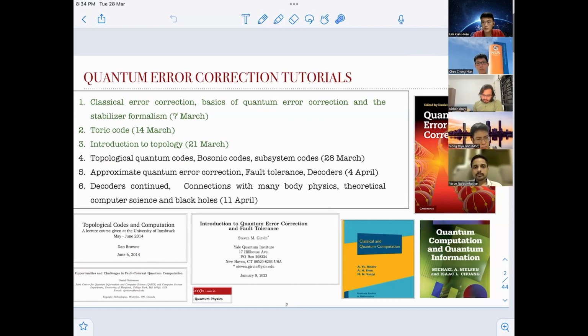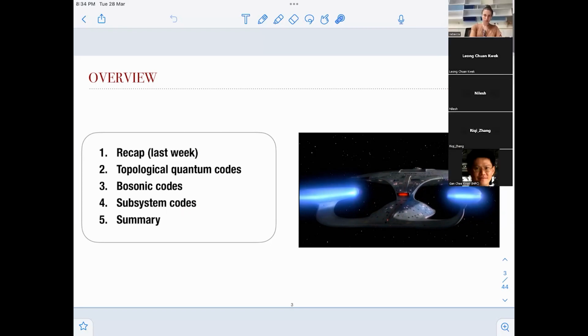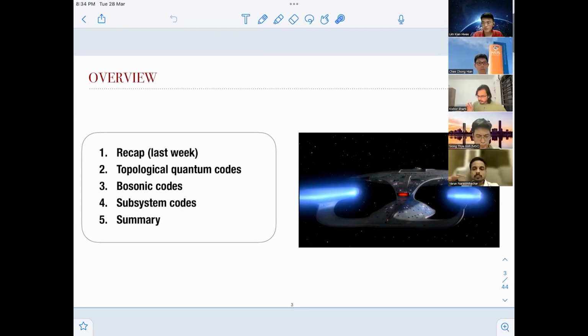Nice. So this is the overview. We will recap, as always, what happened last week. Then we will discuss the notion of topological quantum codes and explain toric codes in the topological language. Then bosonic codes, where we will see how we can do error correction in continuous variable systems, like a degree of freedom. And then subsystem codes, which are a generalization of stabilizer codes. And finally, I will summarize.